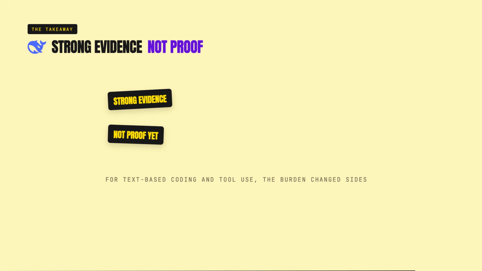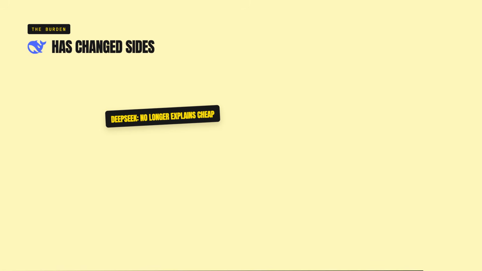So, the results are strong evidence that V4 Pro improved dramatically. They are not proof that it will beat Fable inside every coding agent or every repository. But for text-based coding and tool use, the burden has changed sides. DeepSeek no longer has to explain why it is so cheap. Fable has to explain why it is so expensive.